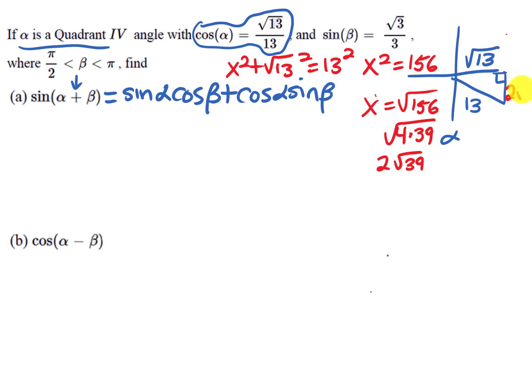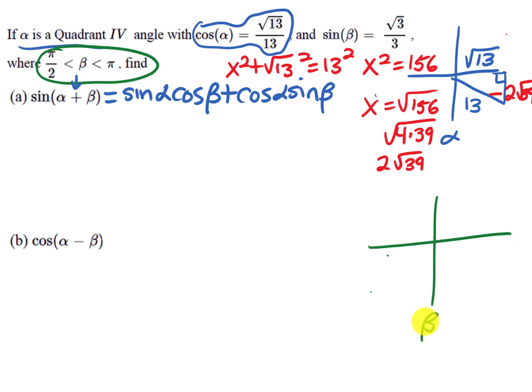So this side is 2 square roots of 39, but because we're in quadrant 4, y values are negative, so I'm going to put a negative on there, so when I use this to get the trig functions, the signs will work out correctly. Okay, now we need to do beta. Beta is between pi halves and pi, so if I draw this and it's going to represent beta, we need to do a triangle in quadrant 2. And we need to label it so that the sine is square root 3 over 3. So opposite, square root of 3 over hypotenuse 3.